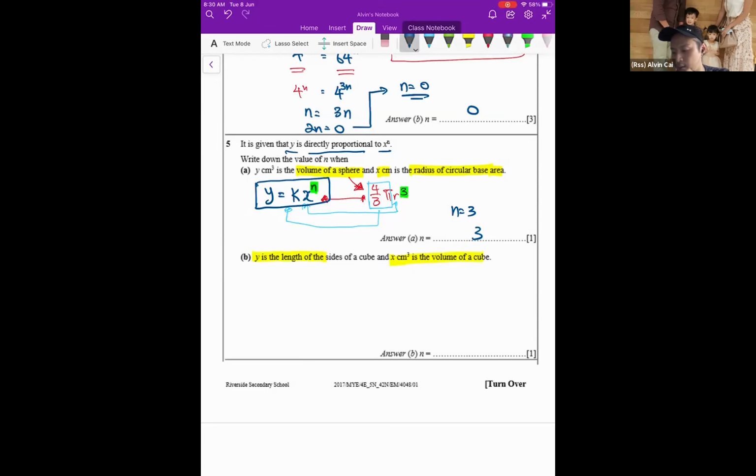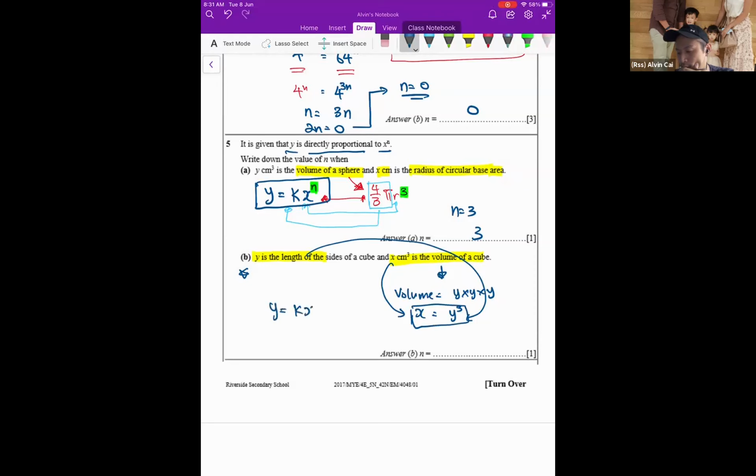Okay, so this is a bit tricky. Volume of a cube is equal to y times y times y. So x equals y cubed. Since they mentioned x is the volume and y is the length, in this case they are connected in this manner. So how do we relate back to this?